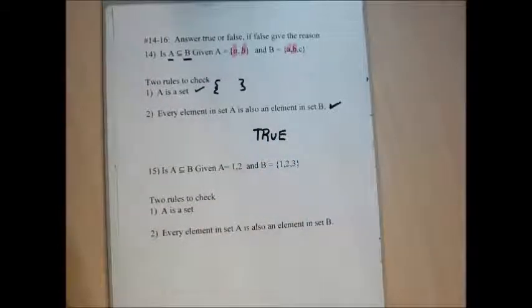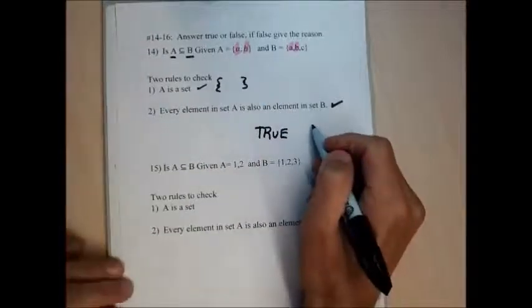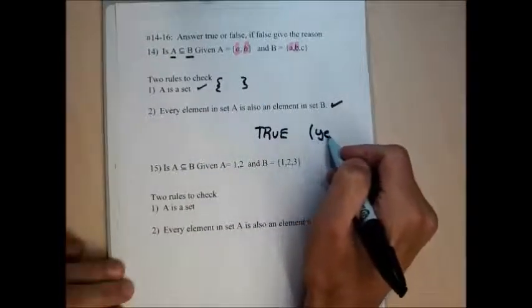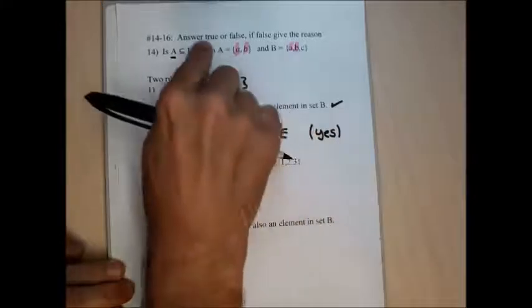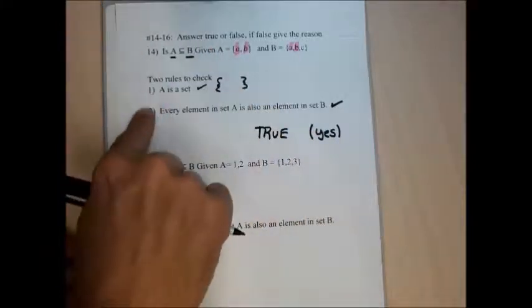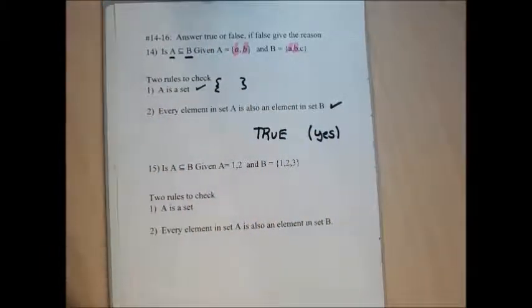Feels to me like I might have used yes or no. I'd live with it if you said yes, A is a subset of B, for an answer, but since it says answer true or false, if both the rules are satisfied, I'll write true. If one or both of the rules is violated, I'll write false.